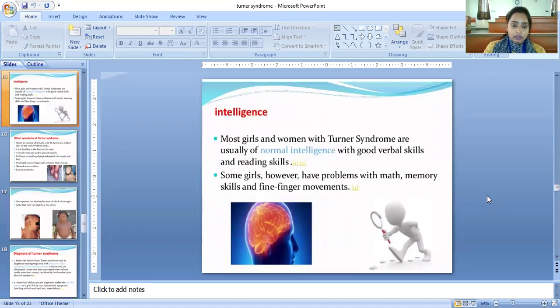The third important symptom concerns intelligence. Most girls and women with Turner syndrome are usually of normal intelligence, with good verbal skills and reading skills. But some girls however have problems with math, memory skills, and fine finger movement.